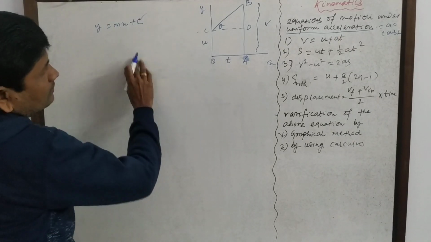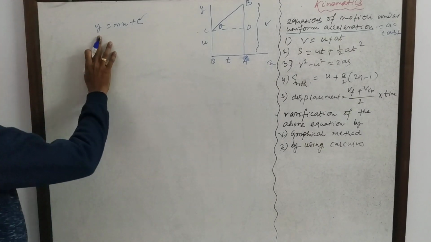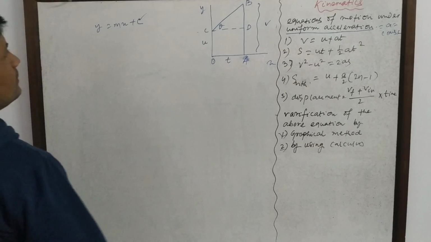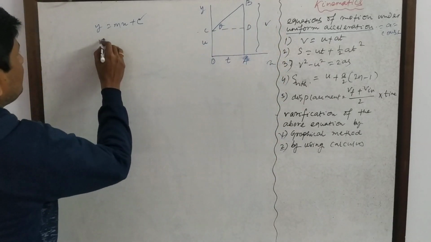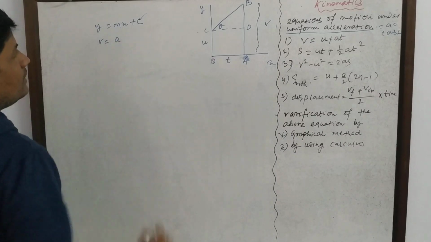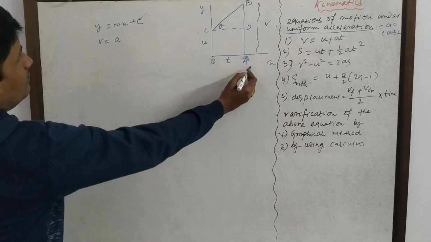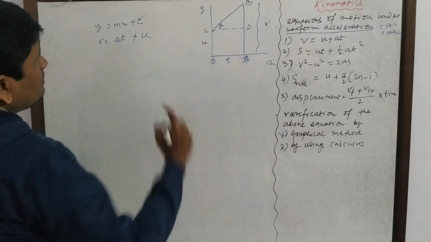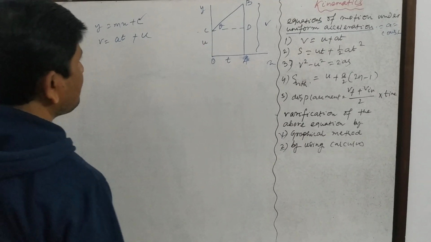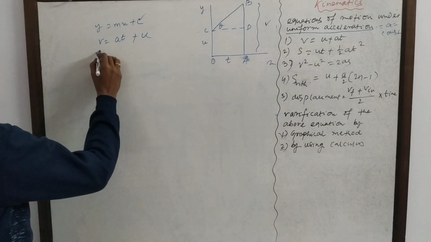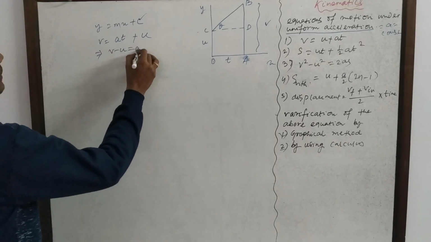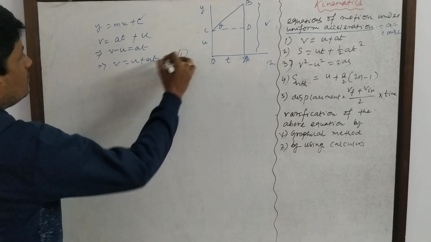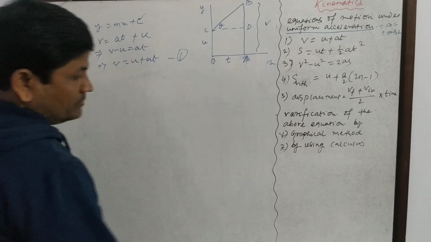This is the y-intercept, y is equal to mx plus c. Now y means this is the final velocity v, m is equal to tan theta, that is acceleration. x is equal to time, and c means initial velocity u. Now this is v minus u is equal to at, that is v is equal to u plus at. The first equation of motion is proved.